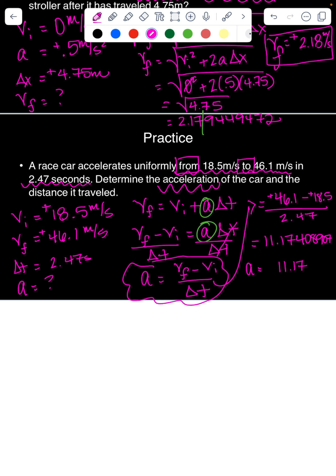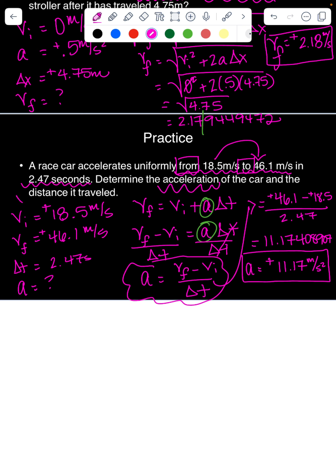We know that the unit for acceleration is meters per second squared. And then we need a direction. We can't just assume a direction. We have to look at velocity, which is positive, and then look at the actual situation. If we went from 18.5 to 46.1, that meant that we were speeding up. So we're speeding up in the positive, which tells us that the acceleration is also positive. Okay, so that's the first thing that I asked you to find.